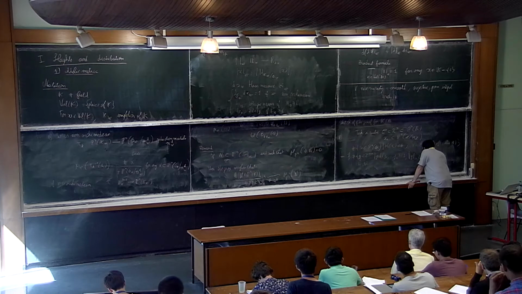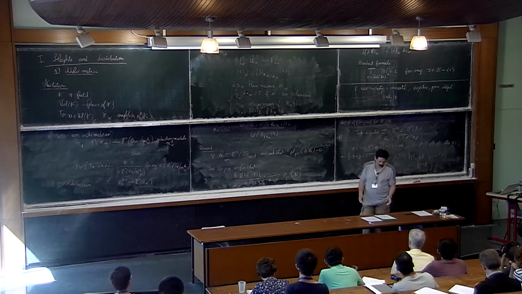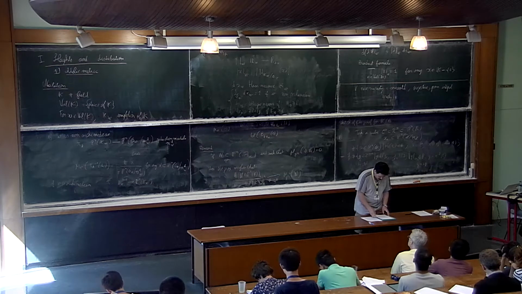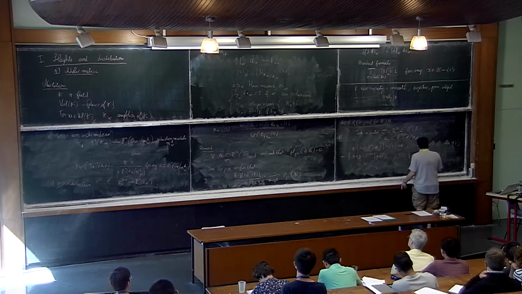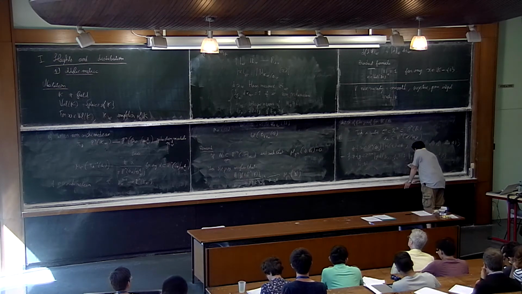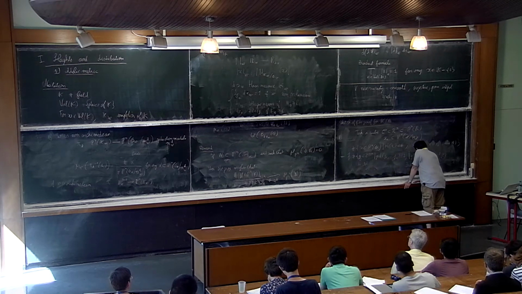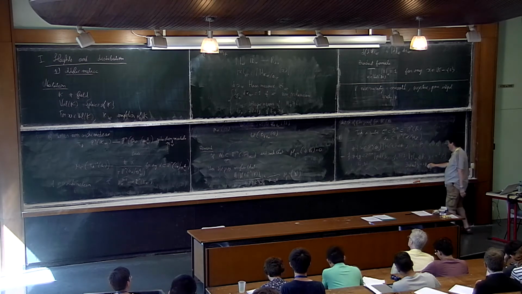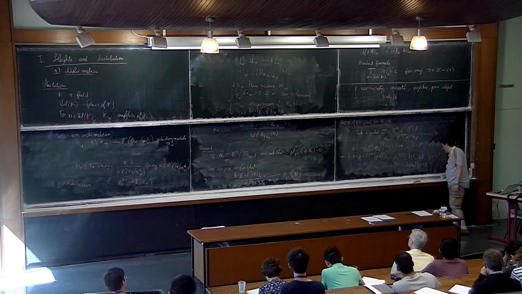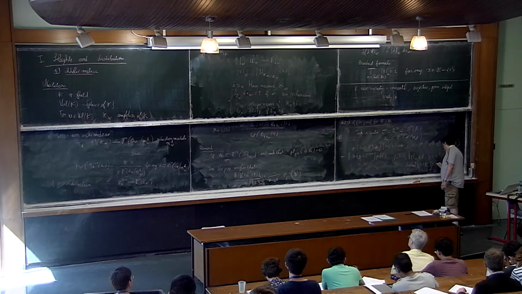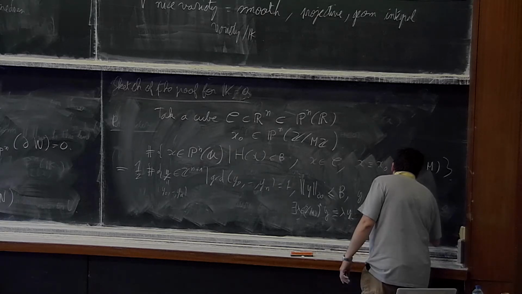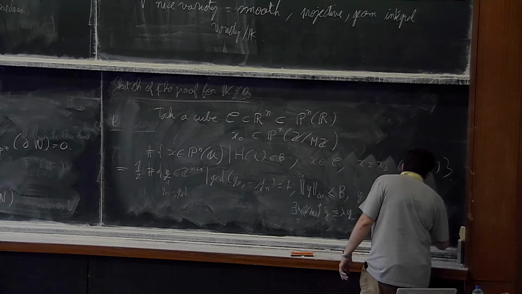So there is something wrong. What did I write? Yeah, okay. I'm going too fast, that's the point. There exists lambda in (Z/mZ)*, such that y is congruent to lambda times y naught modulo m, where pi of y naught is equal to x naught. y naught belongs to (Z/mZ)^(n+1).